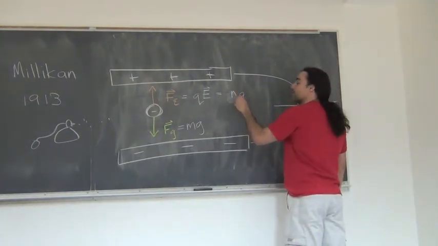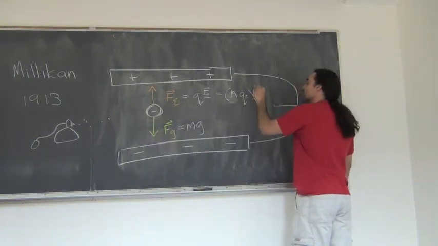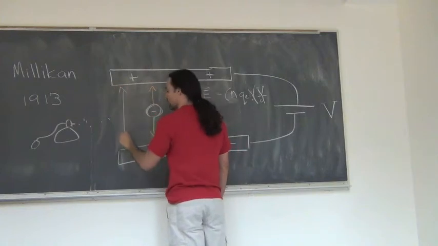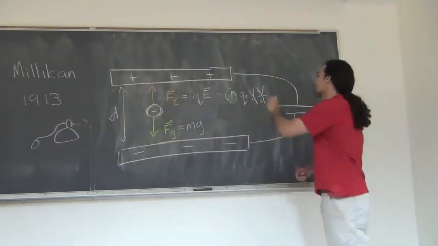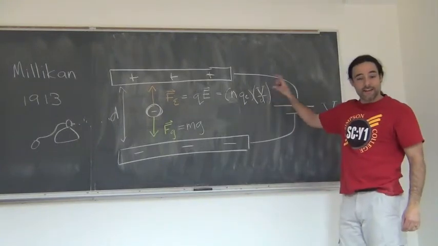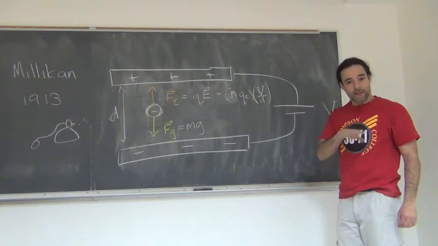So the number of electrons times the charge of an electron times the electric field, which is given by the voltage divided by the distance between the plates. Distance between the plates, we're just going to call that D. Okay? So I can measure the voltage that it takes to levitate that oil droplet. I can measure the distance between the plates. That's a constant.